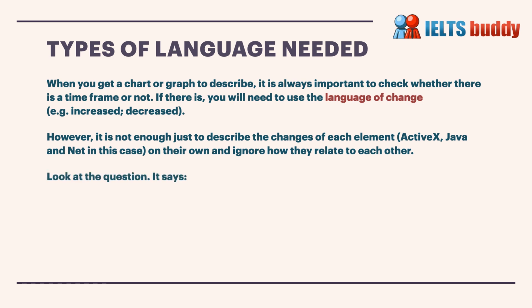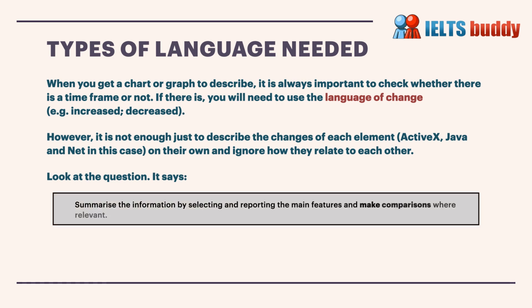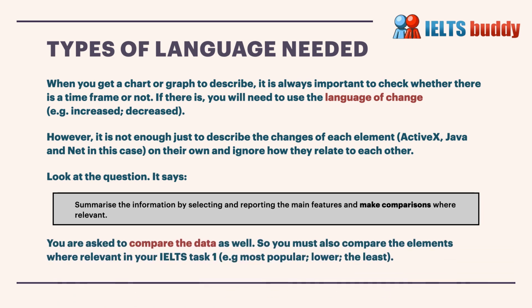For example, if you look at the prompt of any question, it says summarize the information by selecting and reporting the main features and make comparisons where relevant. So you are asked to compare the data as well. So you must also compare the elements where relevant in your IELTS Task 1. For example, the most popular, lower, the least. So not just describing changes over time.